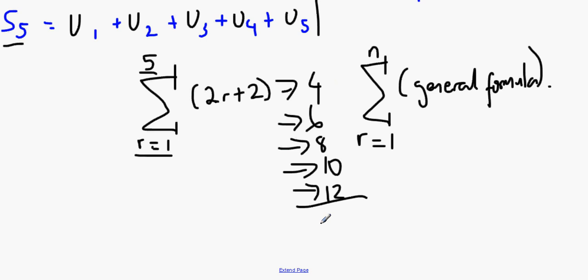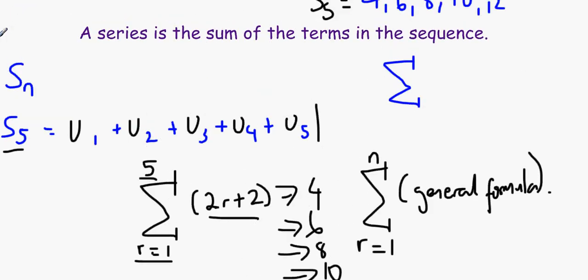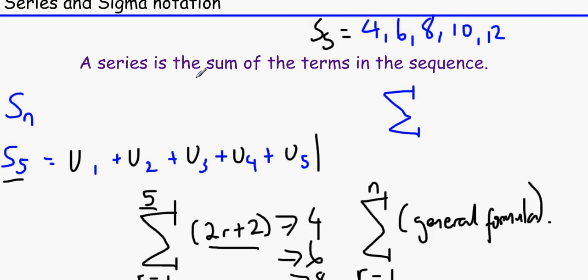I calculated this like Blue Peter, and I found that it comes to 40. So S5 equals 40. The summation of all of these terms equals 40. By the way, r, you can write n if you want. This is just a general formula. If you can't remember what the general formula is or how to calculate it, I suggest you go back to part 1.